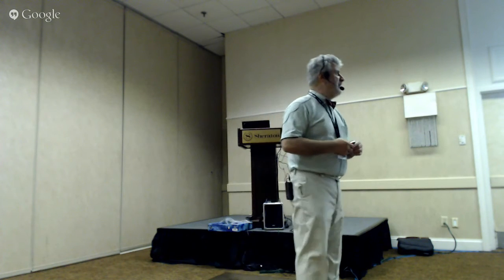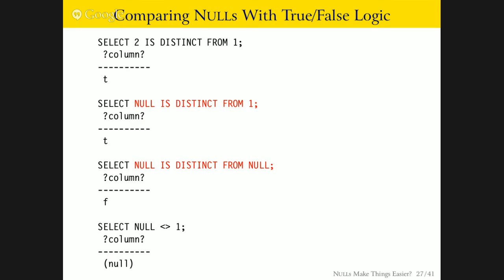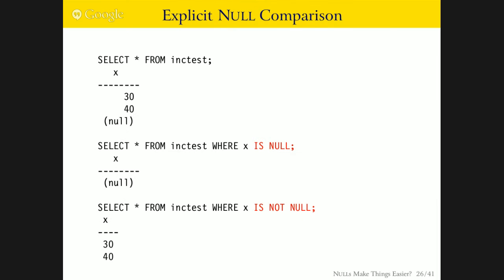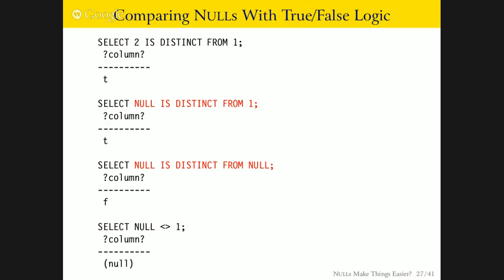Comparing nulls with true/false logic. This is a weird function that I actually have trouble getting my head around. It is an SQL standard clause. It's a way of mapping nulls to true and false in a comparison of a number. Is null and is not null is just saying, is it a null, is it not a null, right? Pretty clear. But "distinct from" is the full name of the clause. So I say, is 2 distinct from 1? Well, yeah, it's distinct, it's different. Okay. Is null distinct from 1?